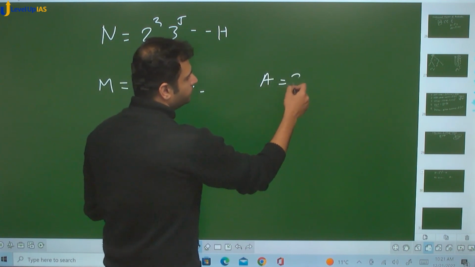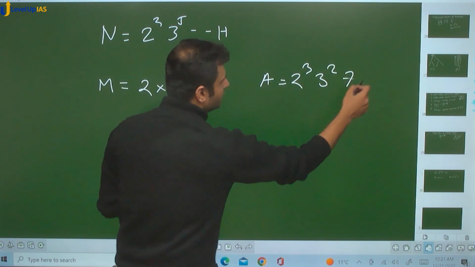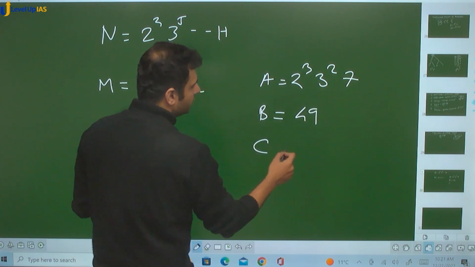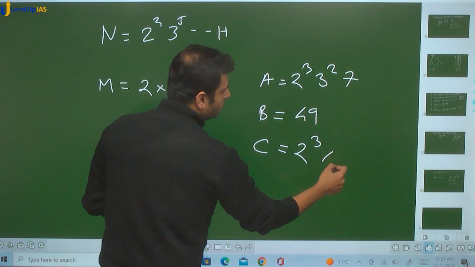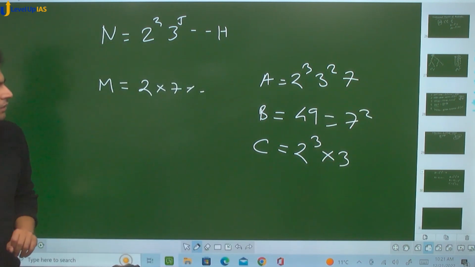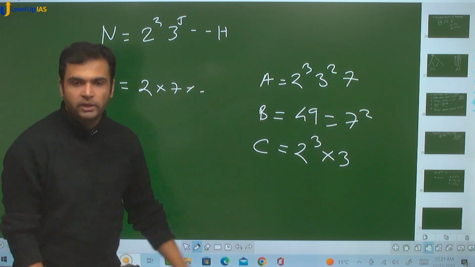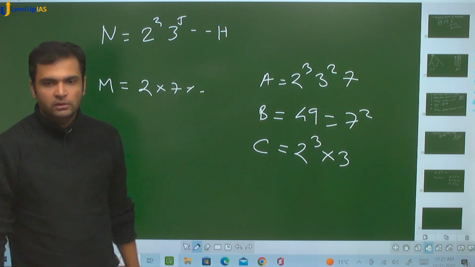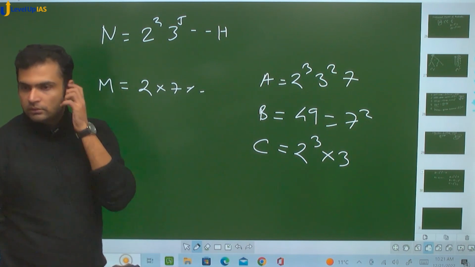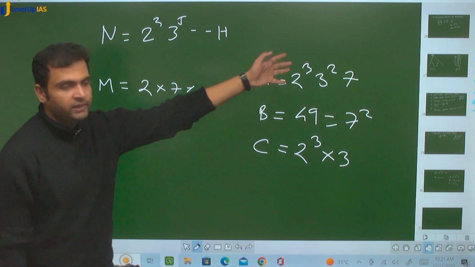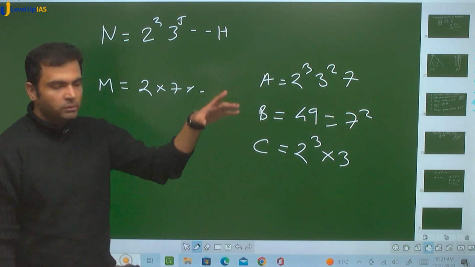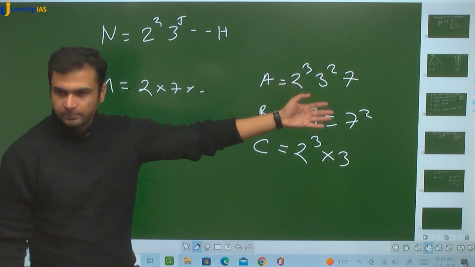A is equal to 2 cube, 3 square into 7, and B is equal to 49. C is equal to 2 raised to 3 into 3. 49 is 7 square. We want to find out, is this particular number A divisible by B, and is this number A divisible by C? In other words, are these two numbers factors of this number? Factors and divisibility we can use interchangeably. A is divisible by B means that B is a factor of A.